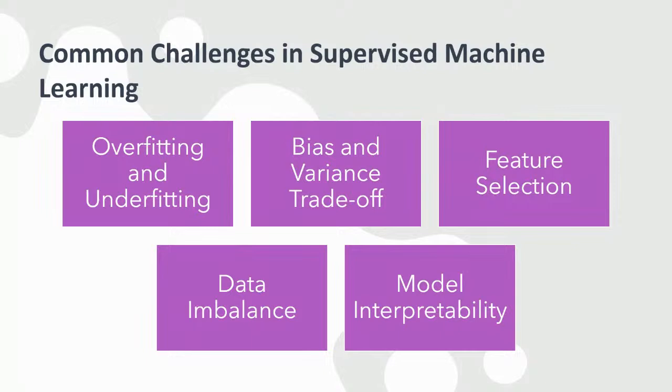While supervised machine learning has many benefits, there are also several challenges that need to be addressed. Overfitting and underfitting can occur when the model is either too complex or too simple. The bias variance trade-off is the balance between the model's ability to fit the data and its ability to generalize to new data. Feature selection is the process of selecting the most relevant features of the model. Data imbalance occurs when one class is much more prevalent than the other. Model interoperability refers to the ability to understand how the model is making its predictions or classifications.